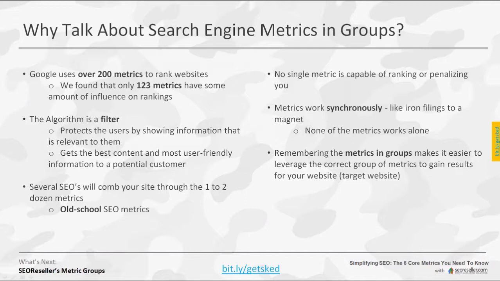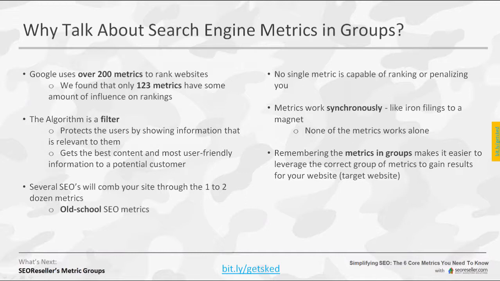What we like to tell our partners is there is no such thing as a single metric capable of ranking or penalizing you. There's no single metric out there that can single-handedly rank you or single-handedly penalize you. All search metrics work synchronously. Like iron filings to a magnet, none of the metrics work alone. The quality metrics all work in sync, and the quality metrics are the newer ones. All content metrics or on-page metrics, they all work together. The keyword density, the word count, the originality of the content, the presence of the keyword above the fold, the keyword in the H1 tag, all of these work synchronously with each other.